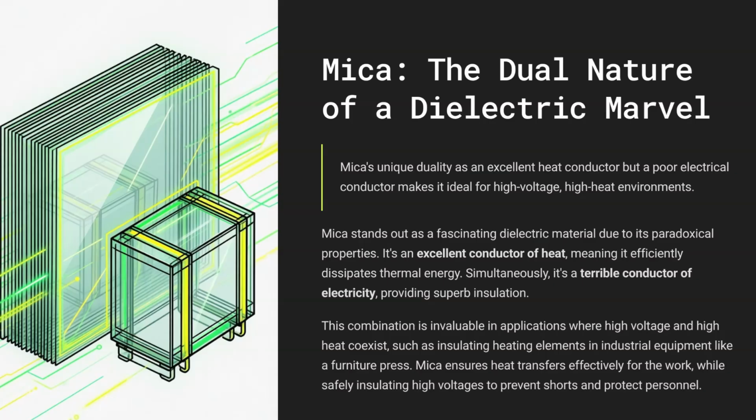And the lecture notes specifically called out mica, which is a fantastic case study. What's so interesting about mica is that duality it has. It's an excellent conductor of heat, but at the same time, it's a terrible conductor of electricity. That combination makes it perfect for places where high voltage and high heat are living side by side. The example given was insulating heating elements, like in a big industrial furniture press. You need the heat to get out to do the work, but you absolutely have to insulate the 220 volts from the metal chassis, to prevent shorts and keep people safe. Mica does both jobs perfectly.